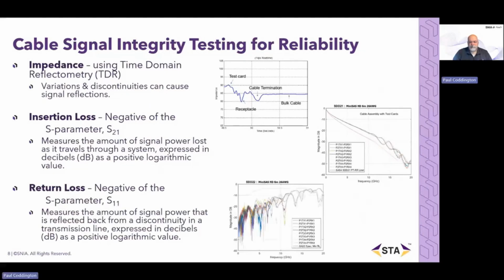Then you have return loss. Return loss measures the amount of signal that is reflected back from any discontinuity in the transmission line. It's also expressed in decibels. I provided a sample graph to the right that shows what a return loss plot might look like. Discontinuities and impedance mismatches can cause some harmful reflections, especially at higher data rates.